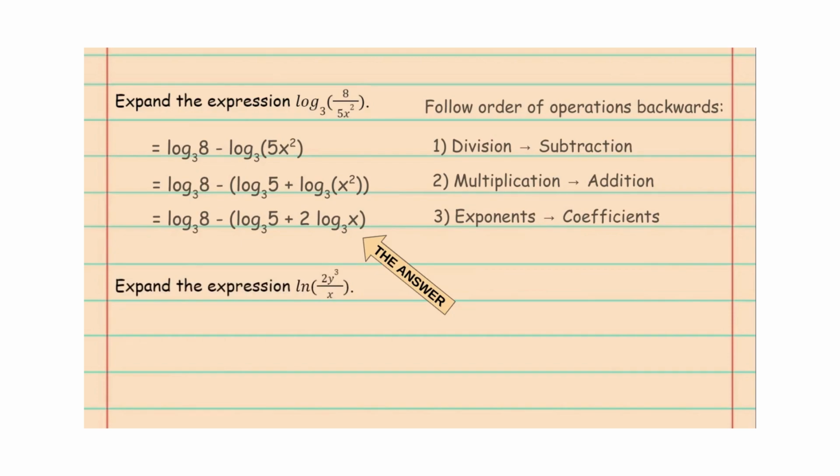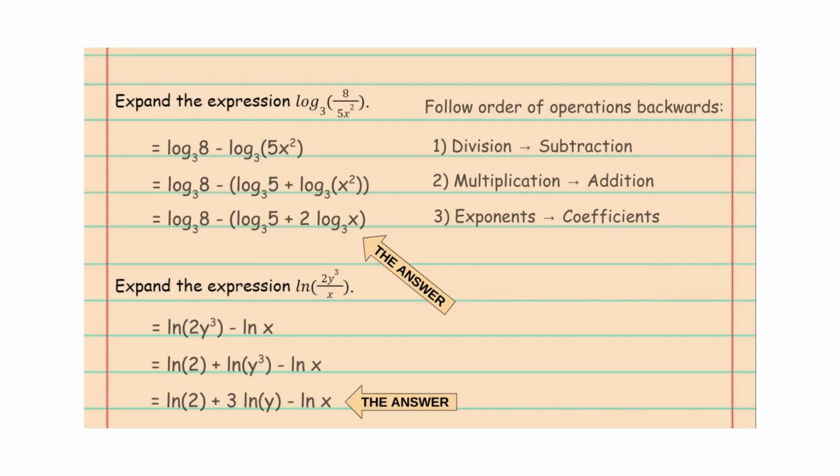Now try this one on your own. Feel free to pause the video and give it a go. Remember, proceed in order of operations backwards. Okay, I'll assume we're ready to continue. First thing we would do is turn the division inside the logarithm into a bit of subtraction. Then we would handle what's inside natural log, which is first going to be a product, which can turn into a sum, and then we handle the exponent of y and make it a coefficient. And we have our answer.